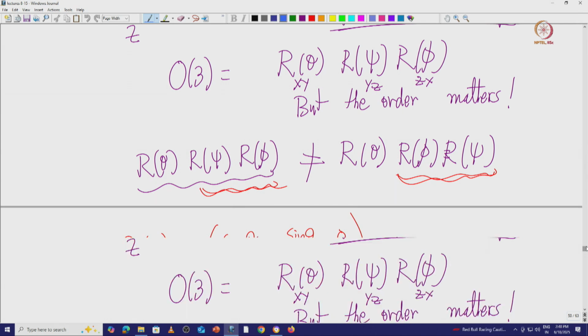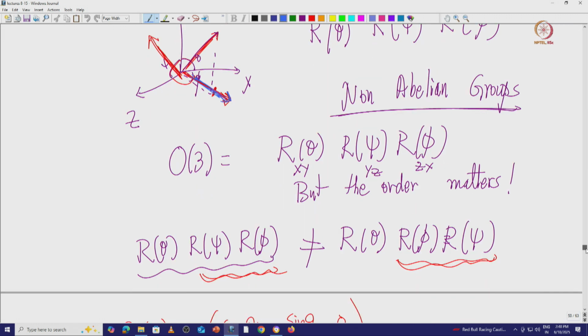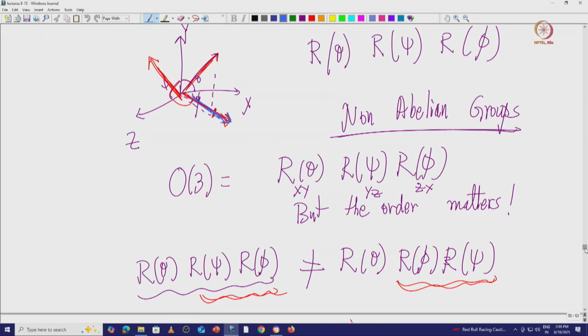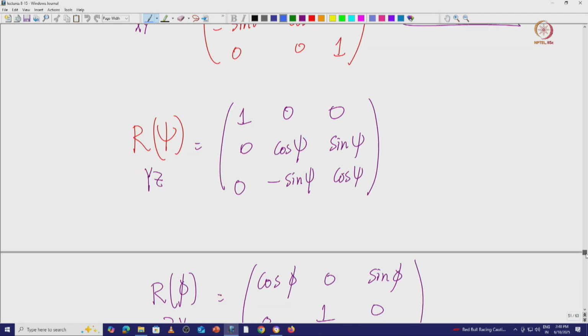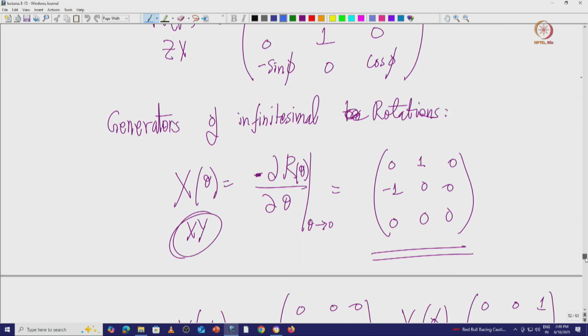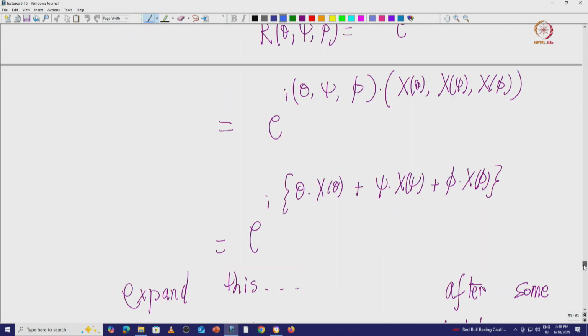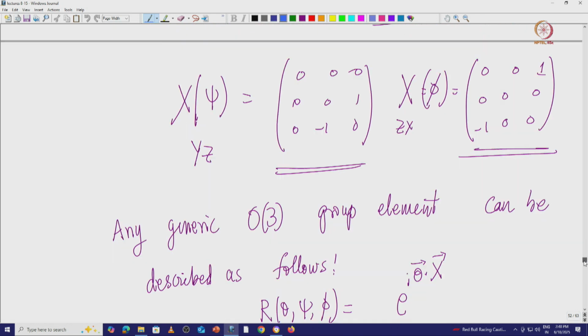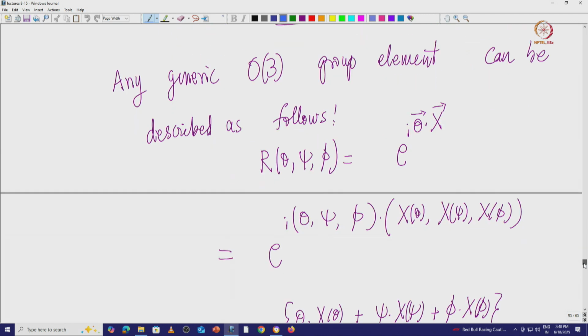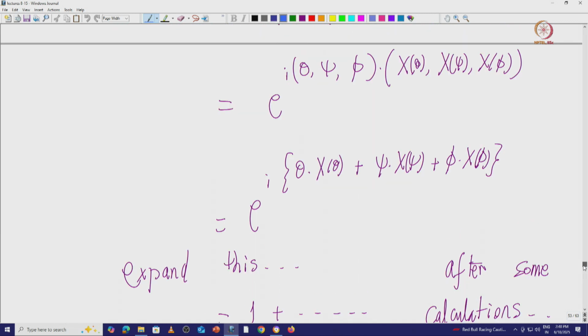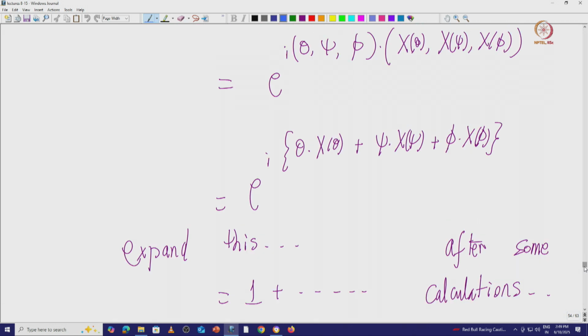So we started with O3. We say that it's a non-abelian compact group, which is represented by three angles, theta, psi and phi, and it's a compact group in the sense that its domain is sort of fixed. One of the main things that it forms a Lie group is that it can be expanded around unity in terms of infinitesimal transformations. So you can express this in terms of exponential of these angles.